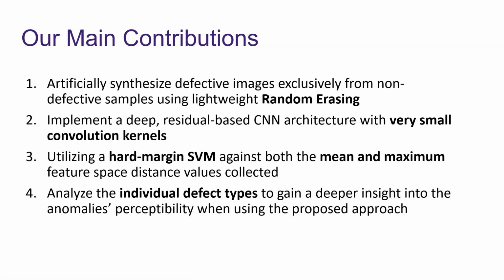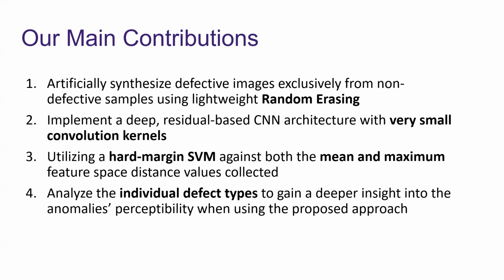So the main contributions of this paper include artificially synthesizing defective images exclusively from non-defective samples using lightweight random erasing techniques that do not require any extra memory consumption or parameter learning, rather than using Gaussian noise. Implementing a deep residual-based CNN architecture with very small convolution kernels rather than large kernels. This allows the network to learn more interesting features while having a small number of trainable parameters.